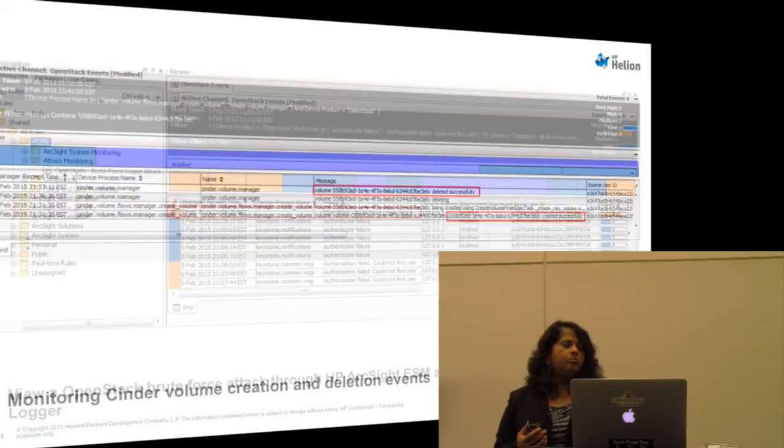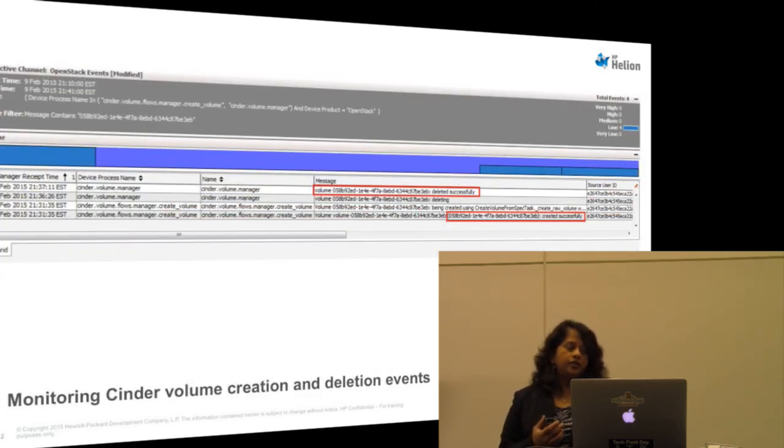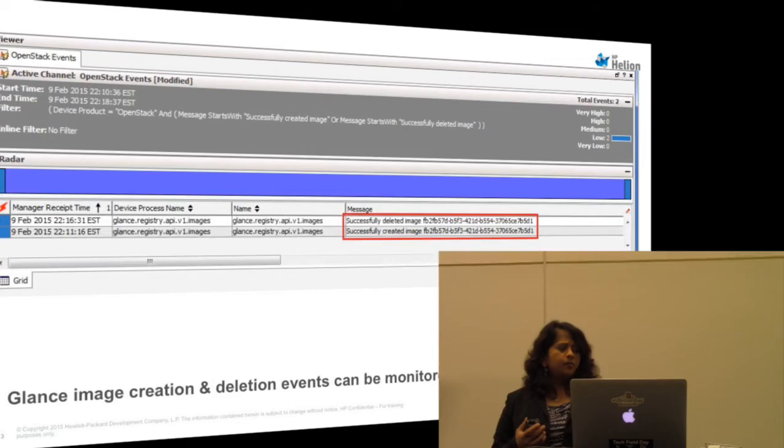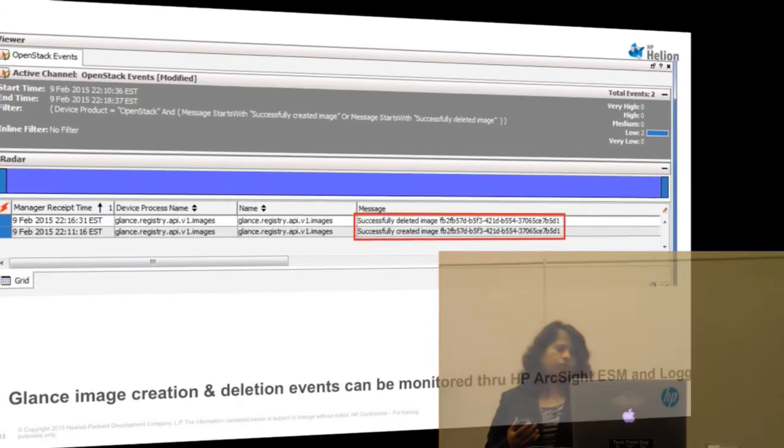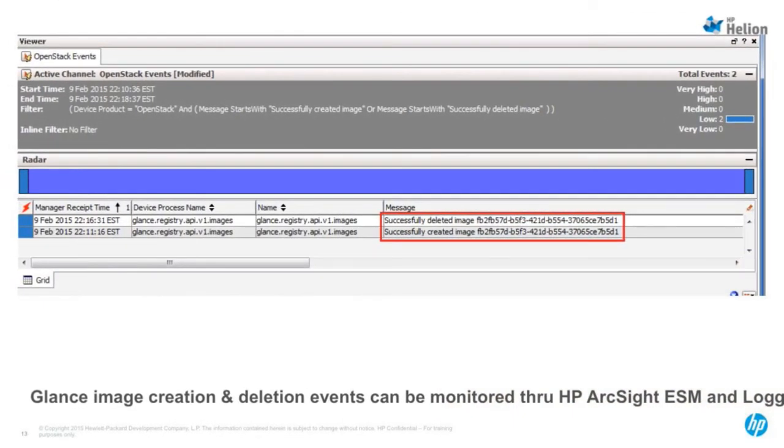And here is another example where we've been able to monitor Cinder volume creation and deletion events. Another example is being able to monitor any sort of Glance image creation and deletion events. Again, the integration was done using Logstash, using centralized logging, and one of the connectors for the SIEM tool, which is ArcSight. Likewise, for Splunk, we've been able to do the integration.